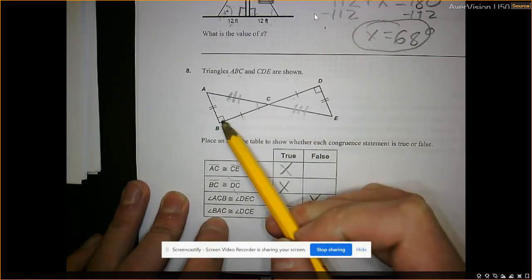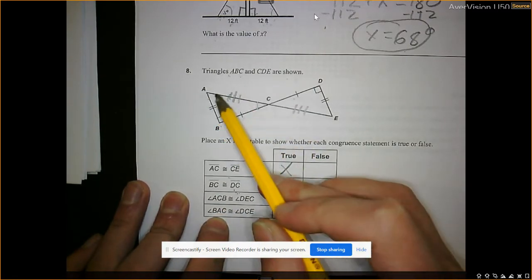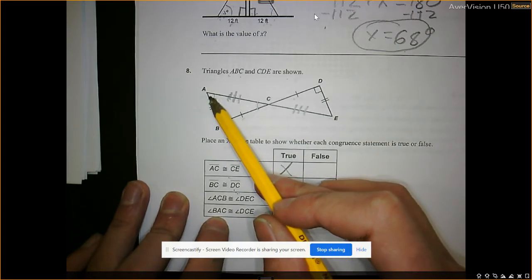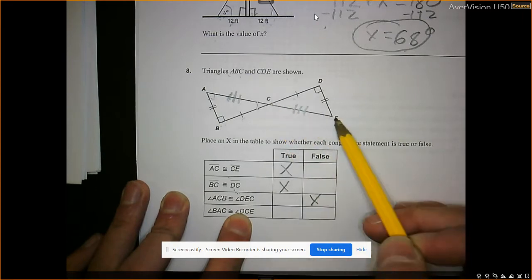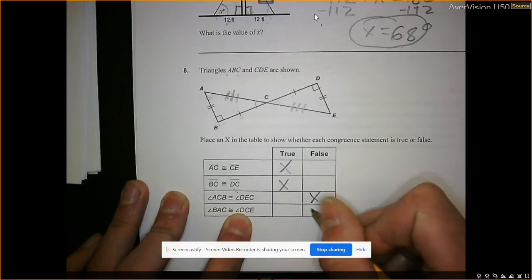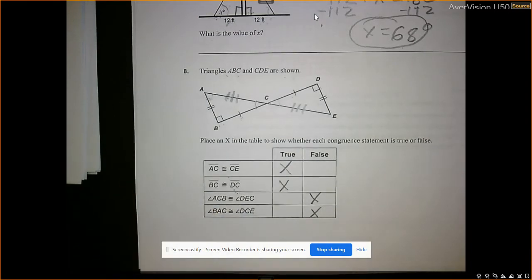Now angle BAC, again here, B to A to C, so it's talking about the middle letter. We always look at the middle letter. So that's this angle. Is that congruent to DCE? Again, that's this angle, congruent to that. No, that wouldn't make a whole lot of sense. Those don't correspond with each other. So again, that is false.